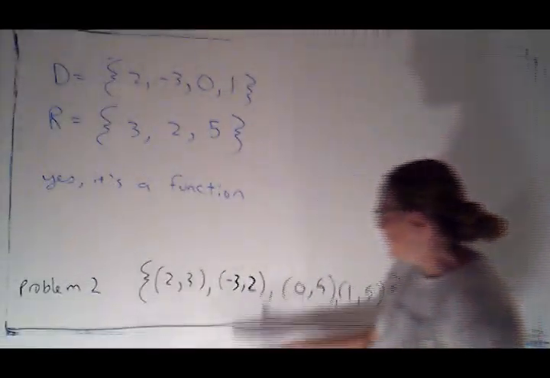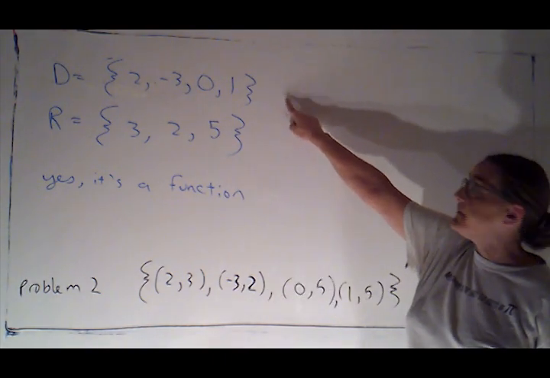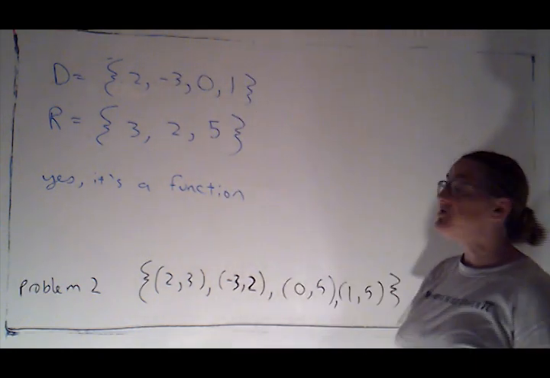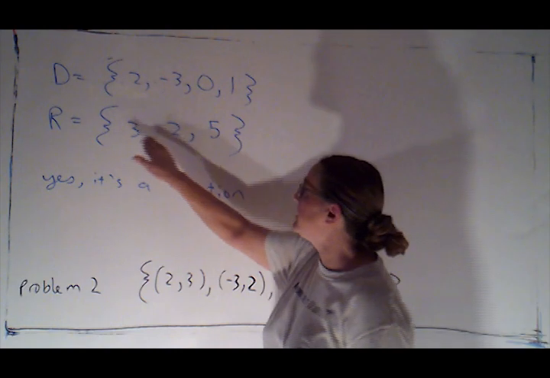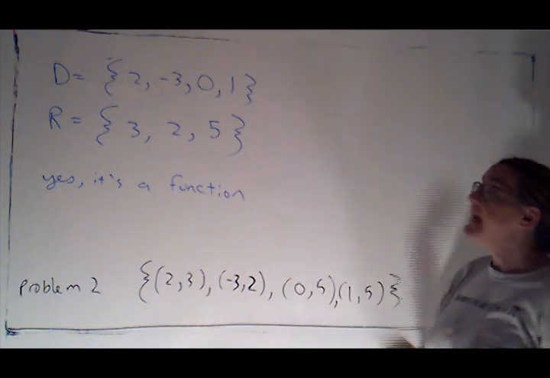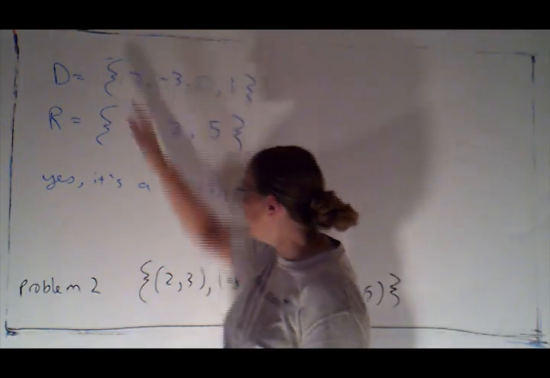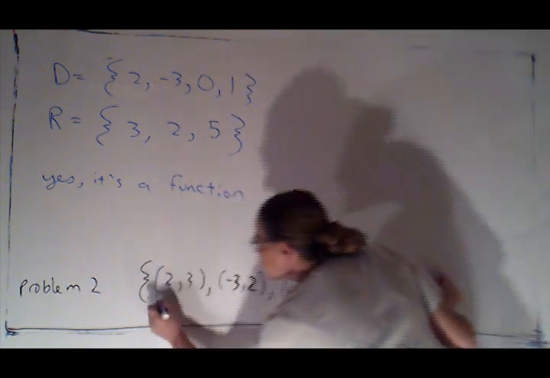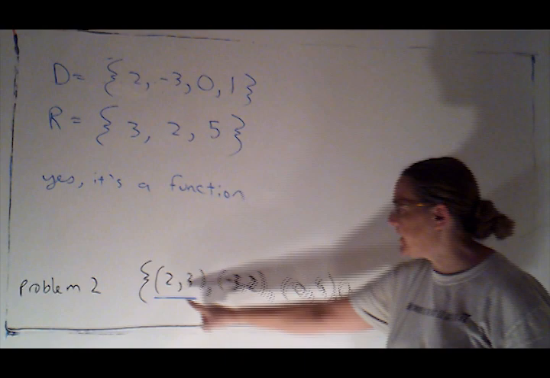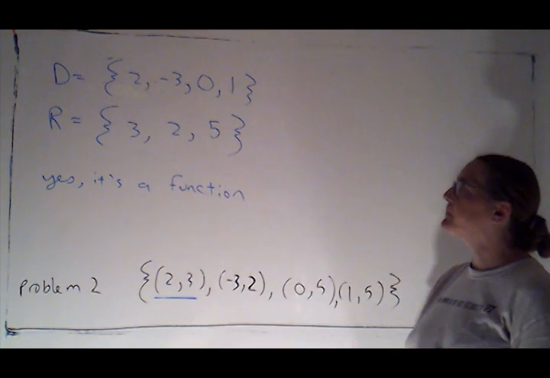Okay, so here was problem 2. Here are my answers. My domain is the set consisting of these 4 x values, 2, -3, 0, and 1. The range consists of just 3 values, 3, 2, and 5. And yes, this one is a function. To see that, I want to go through my possible inputs. If my input is 2, this is the only point that has an input of 2. So I know for sure if my input is 2, I'm getting out 3. That's the only possible output.